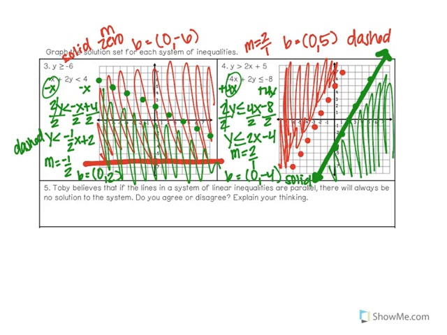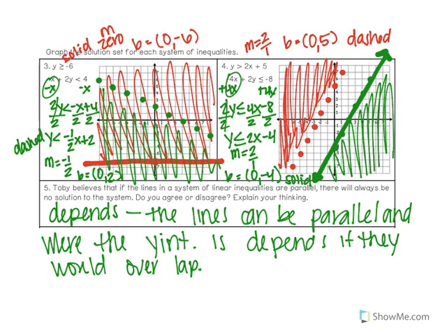Toby believes that if the lines in a system of linear inequalities are parallel, there will always be no solution to the systems. Do you agree or disagree? Well, if the lines are parallel, it depends on where the y-intercept is at. So if we would have shifted one of the lines on question number 4, then they could have still overlapped. So that's not necessarily true. So that's important to see where the shading is and graphing correctly. All right, so let's keep going.